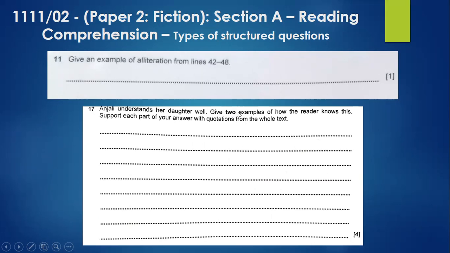Again, I repeat, if the question says support each part of your answer with quotation from the text, then for each of your points given, provide 1 evidence from the text.